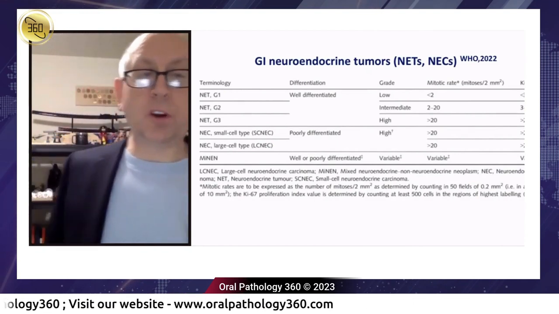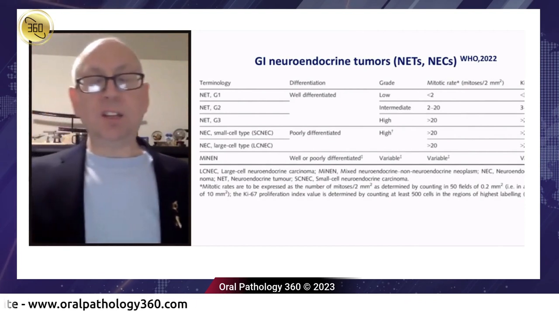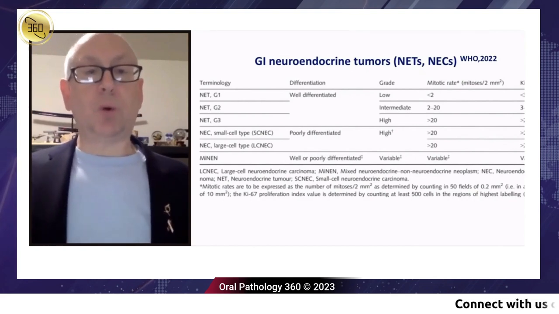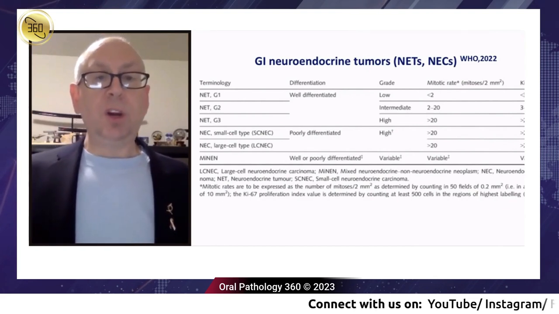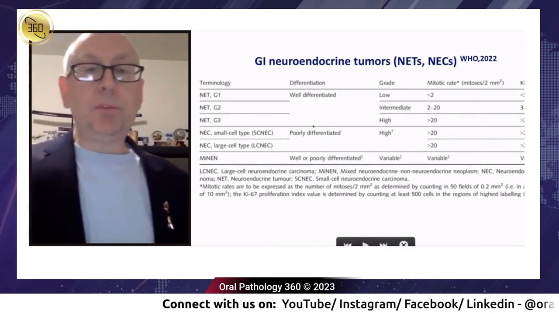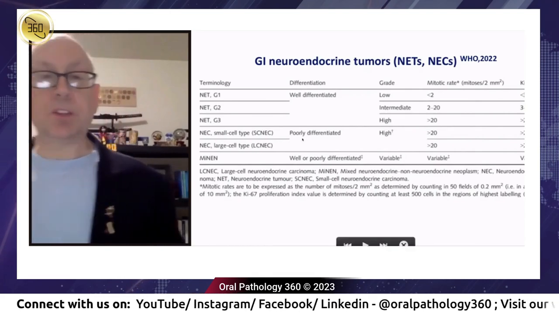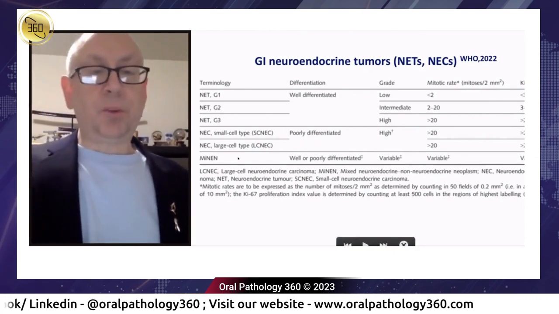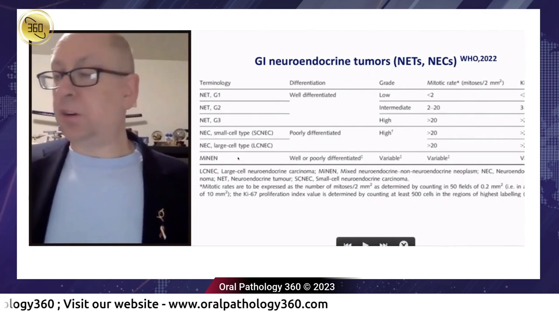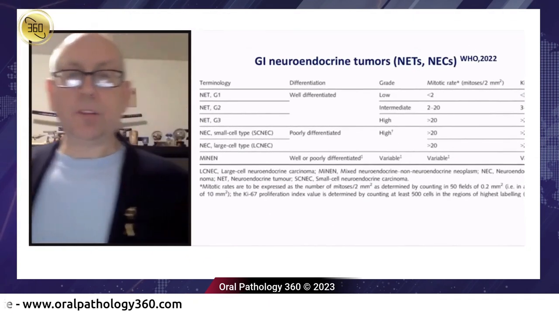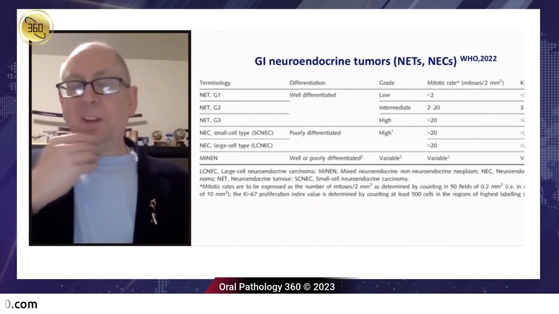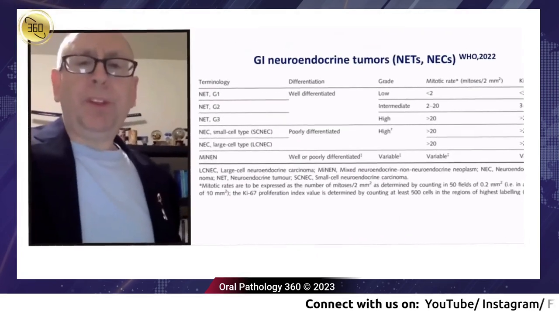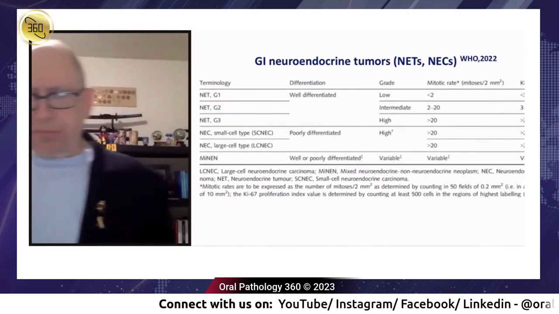So neuroendocrine tumors and neuroendocrine carcinomas are based on differentiation. If they're very well differentiated, they'll call them typical carcinoids or well differentiated or G1, G2 neuroendocrine tumors. If they become poorly differentiated, then they become either small or large cell neuroendocrine carcinomas. And then there are some mixed neuroendocrine, non-neuroendocrine neoplasms, all right? So you have to be aware of this because you have to treat them essentially like malignancies. But when they're well differentiated like this, a lot of times they can be removed.